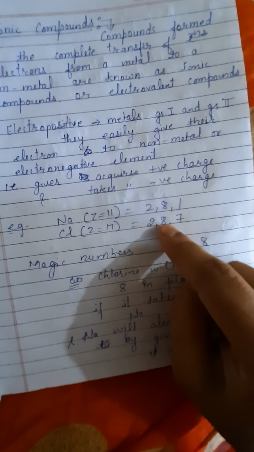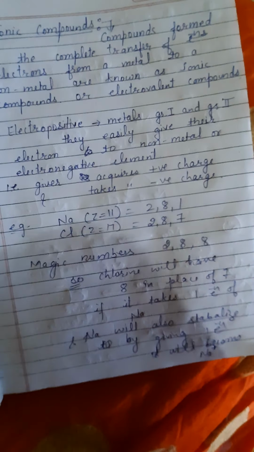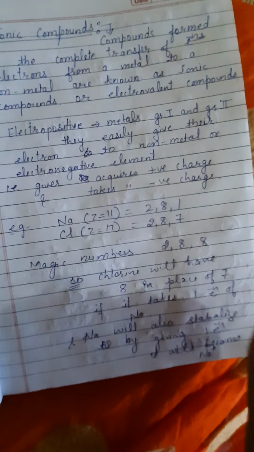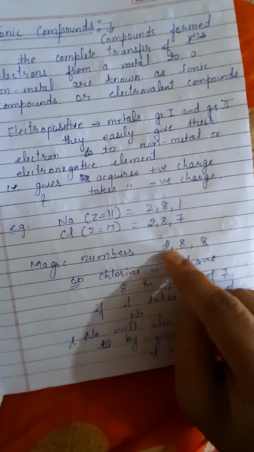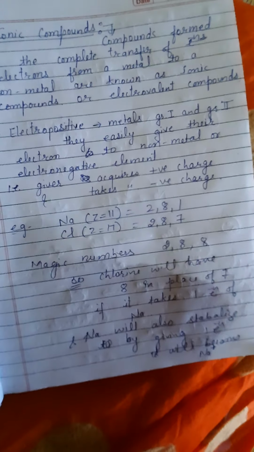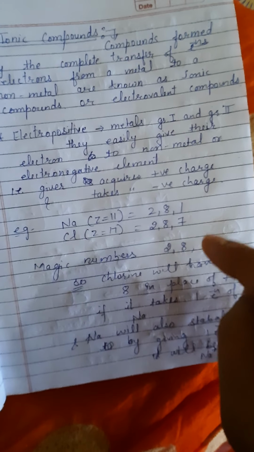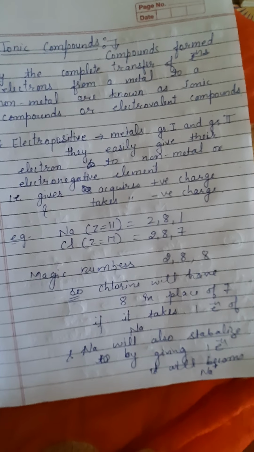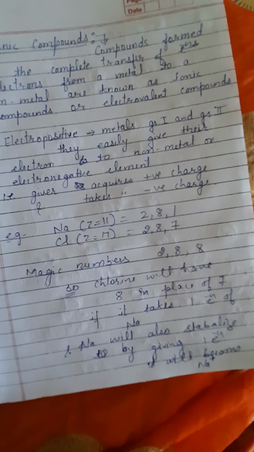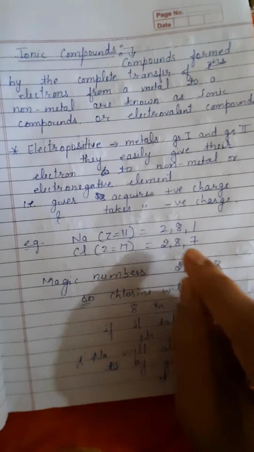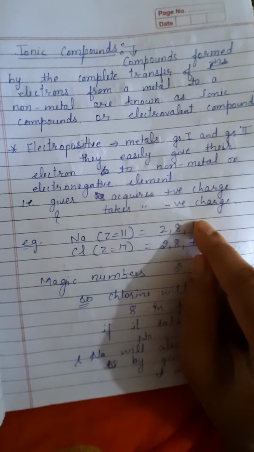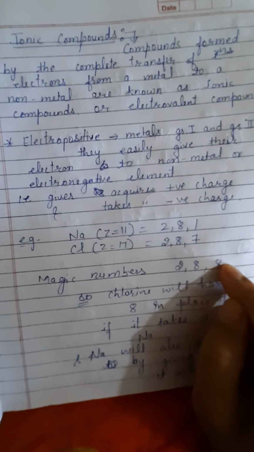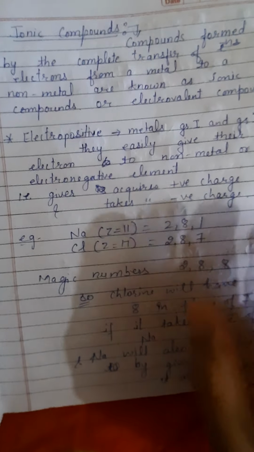Or to go with this 8 you have to remove 7. So which one is easy? Removal of 7 is easy or taking 1 is easy? Taking 1 is easy, so it will become 2, 8, 8. So when chlorine takes 1 electron, it will convert into the chloride ion, that is Cl negative. So when this chlorine takes 1 electron of this sodium, it will become 2, 8, 8.